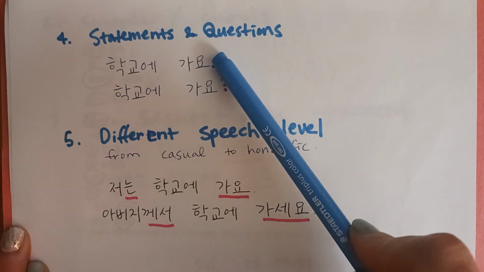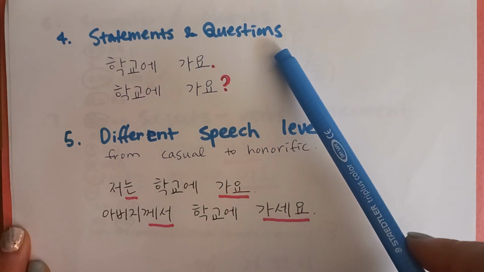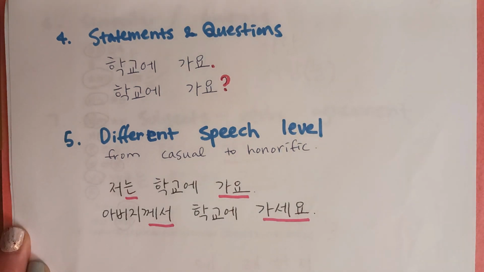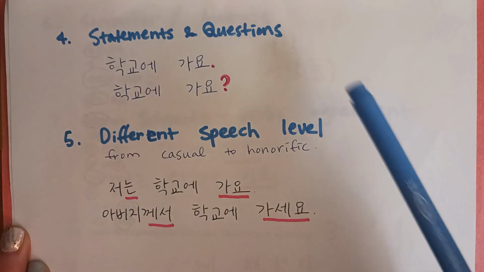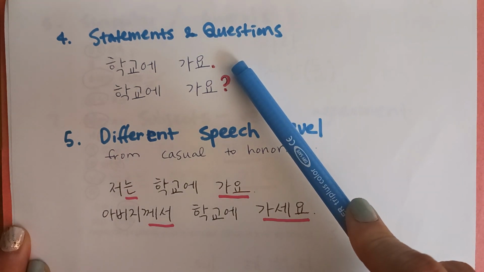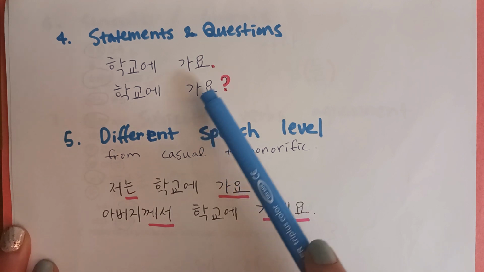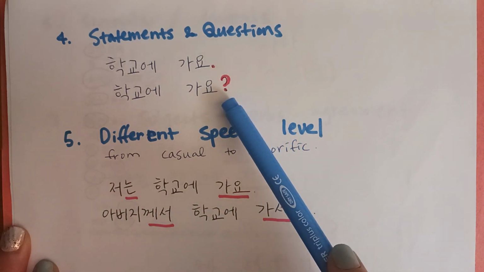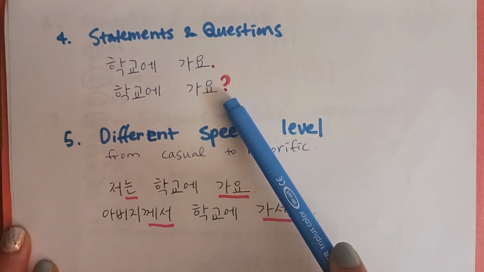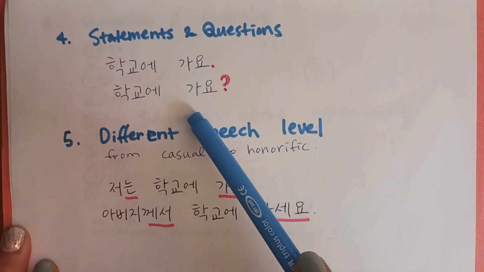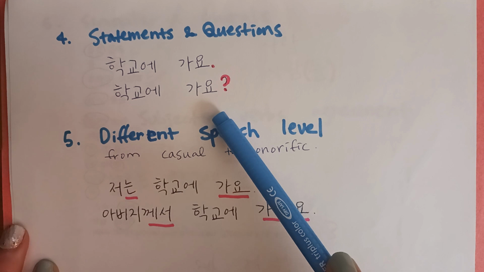Number 4, statements and questions have the exact same sentence order. I'll give you an example. 학교에 가요, going to school. But if you are looking at somebody and say 학교에 가요, raising your voice at the end, like a question mark, that means are you going to school? So as you can see, statements and questions look exactly the same, but you just need to use them appropriately depending on the context.